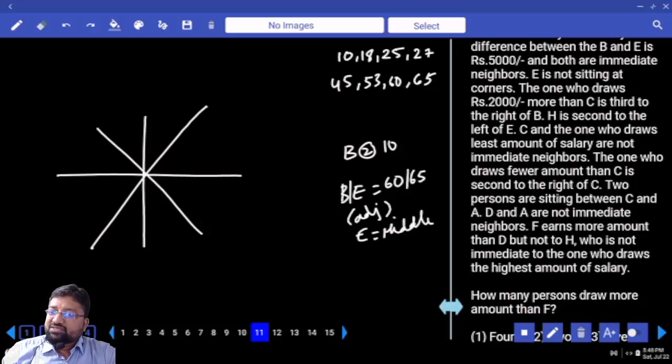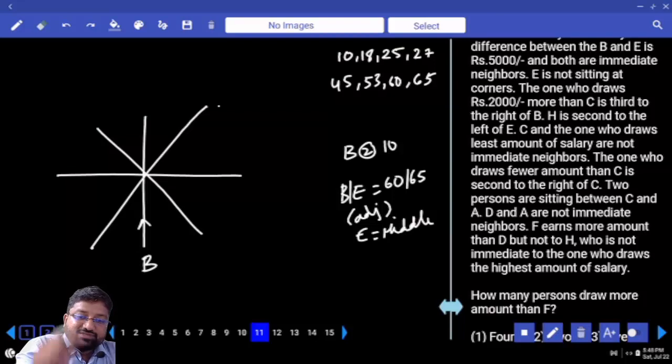Next line. The one who draws a salary of 2,000 more than C is third to the right of B. Third to the right of B, so how many persons are in between? Two persons in between. Already we have information that there are 2 people between B and 10, right? So this is B. Third to the right is this position here. And that person is earning 2,000 more than C.